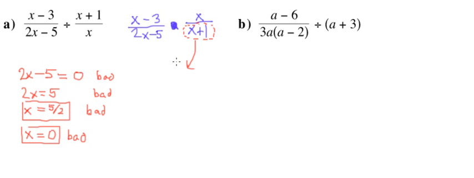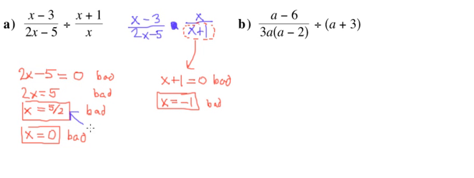Remember, they said in the notes that if it's a denominator at any stage in the simplification, you have to worry about its non-permissibles. So from this we get, if x plus 1 equaled 0, that would be bad. And so x equals negative 1 would be another bad thing. So our final list of non-permissible values is 5 over 2, 0, and negative 1.